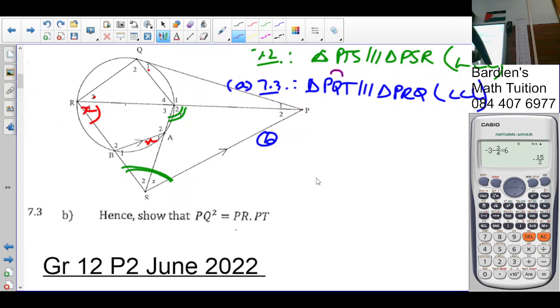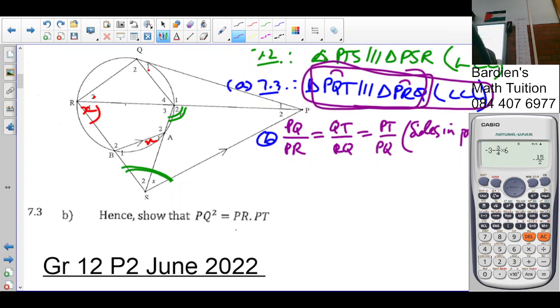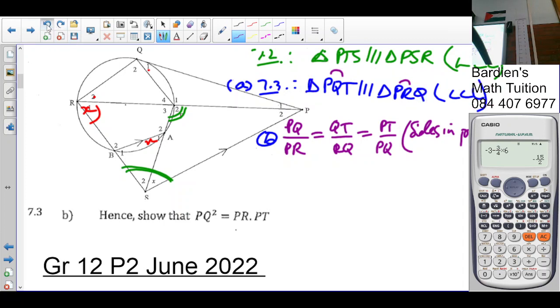So, of course, that's your ratio question. So it's PQ over PR equals QT over RQ equals PT over PQ. And where is this coming from? The fact that sides are in proportion. Or we can say, use that as your reason. Okay. Either one will get you the full mark there.